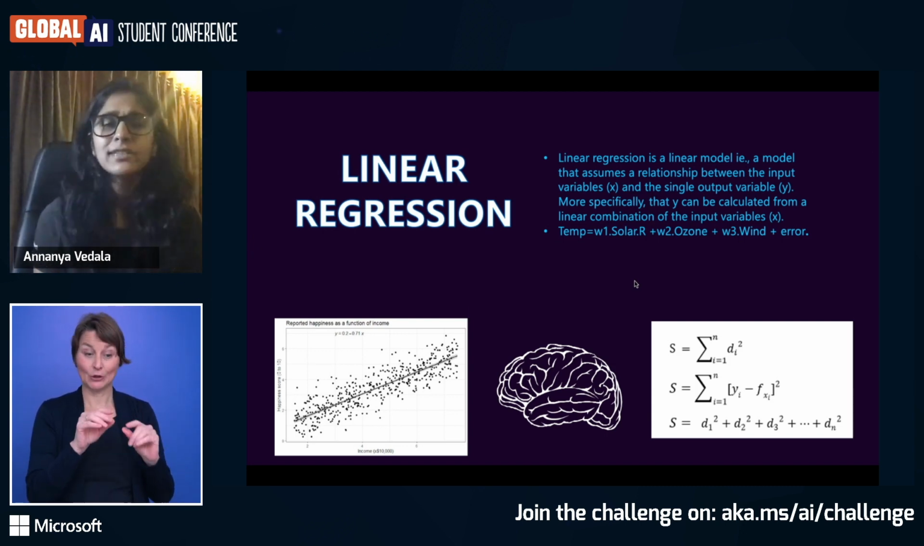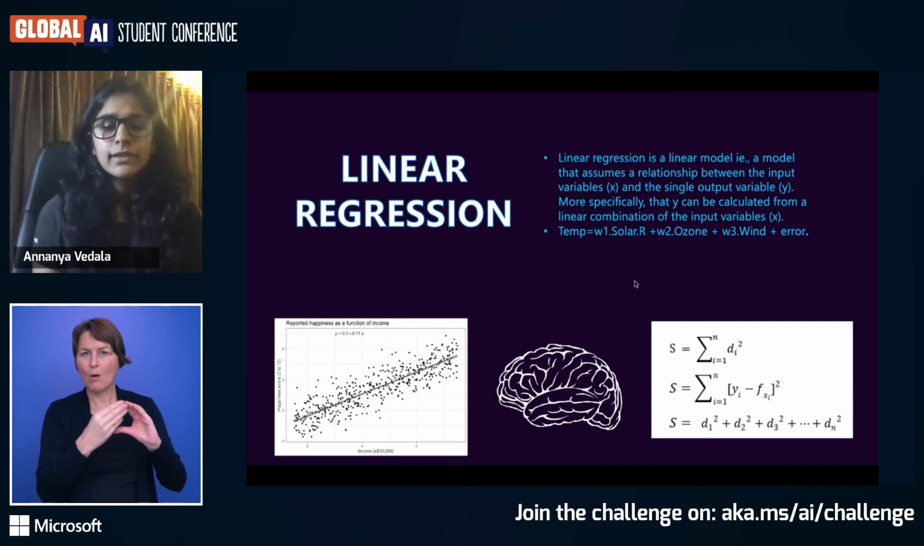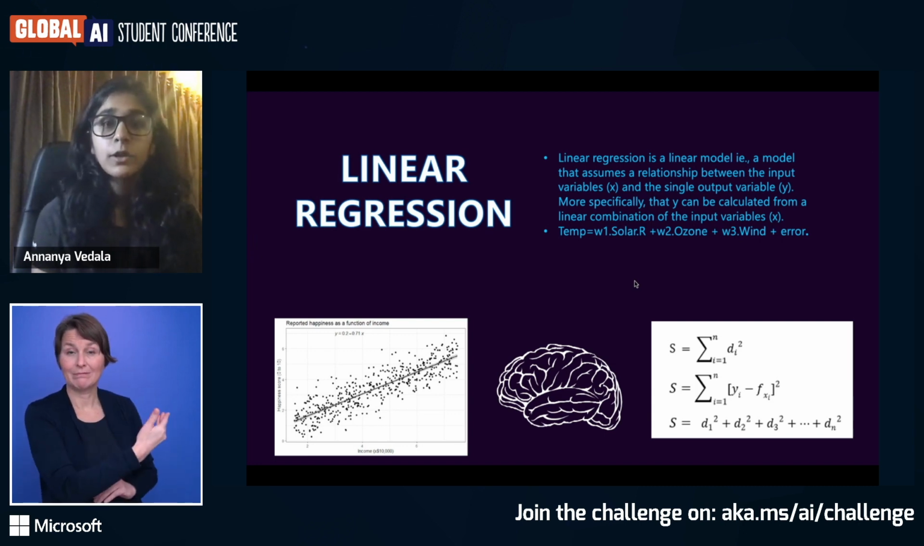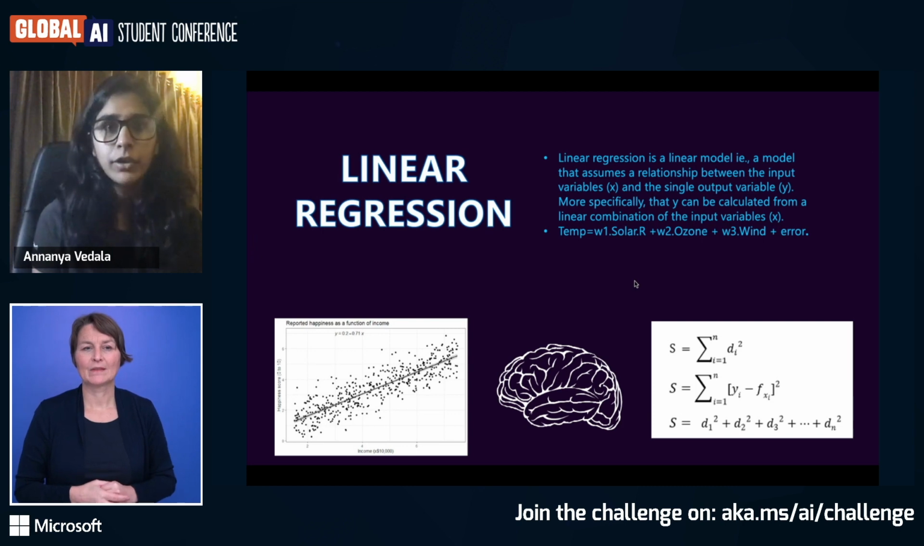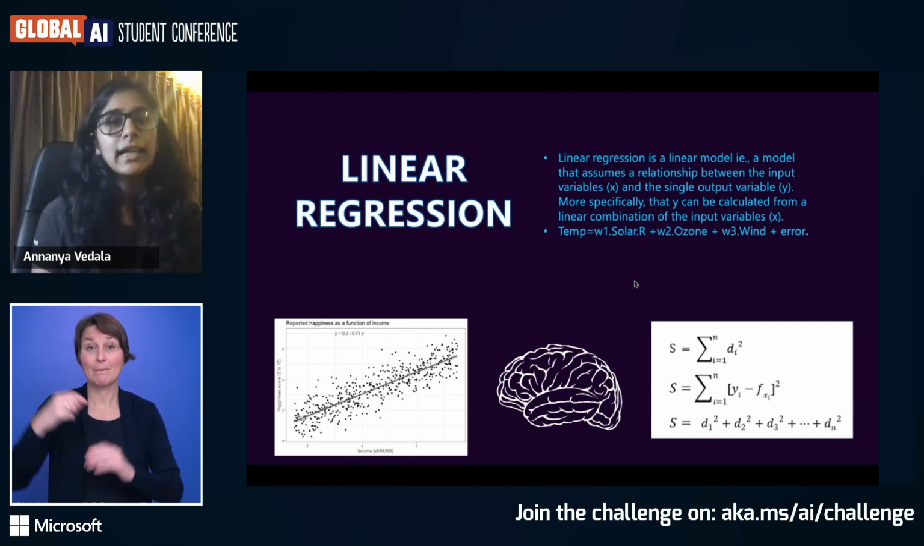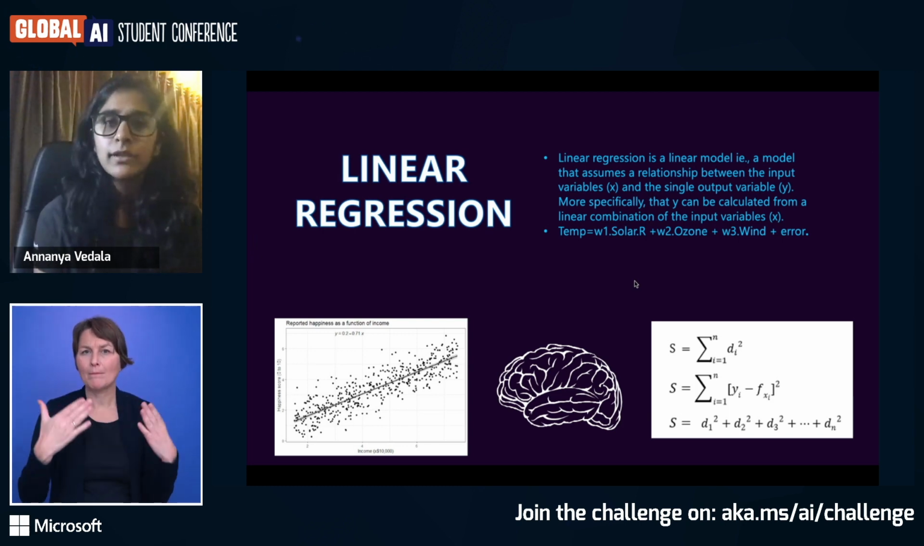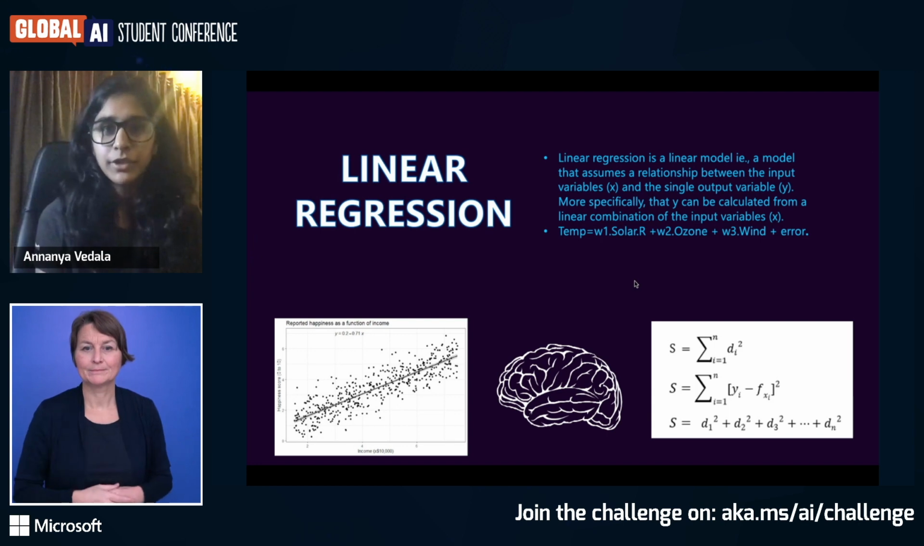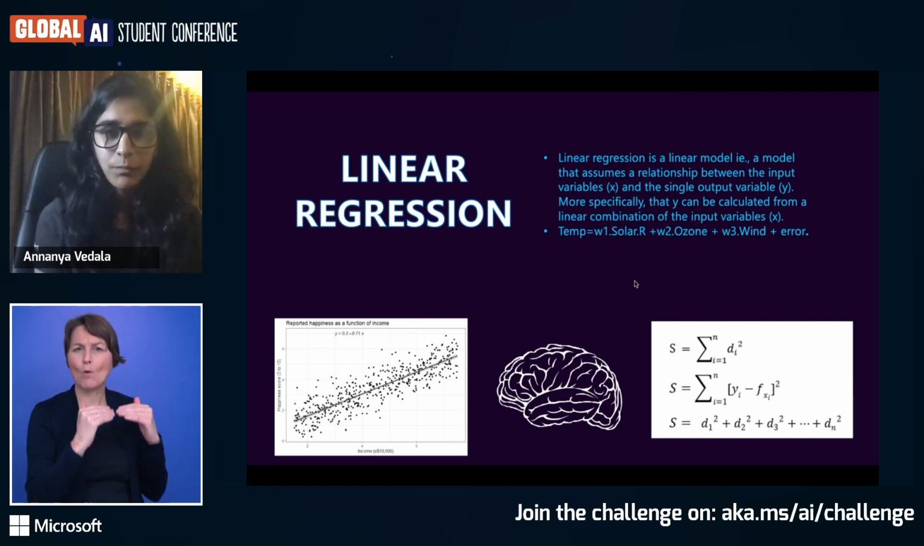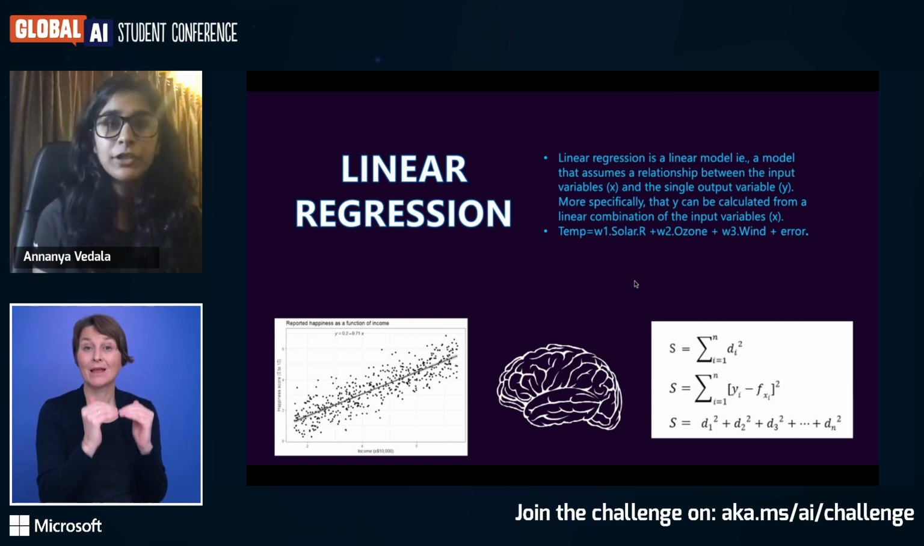So say, let's just hypothetically take an example that your solar radiation creates a huge impact on the temperature. However, on the other hand, wind does not really create that much of an impact. Again, it's a hypothetical situation. So there we see that W1 ends up taking a higher value and W3 automatically takes a lower value. So these are the coefficients that you get.